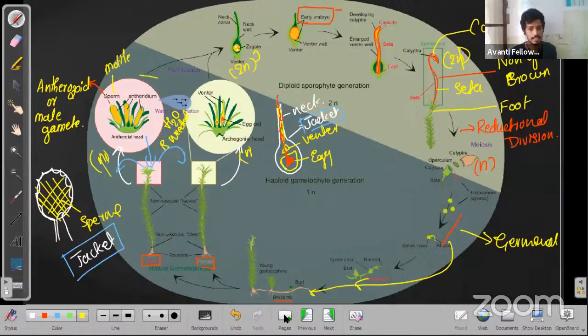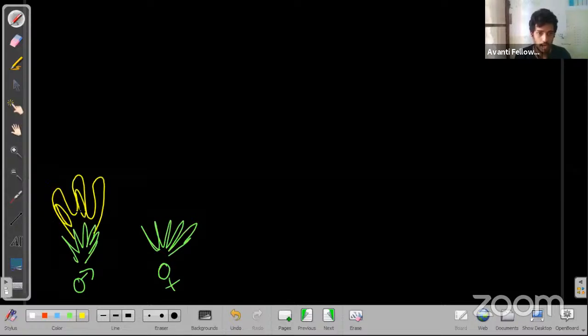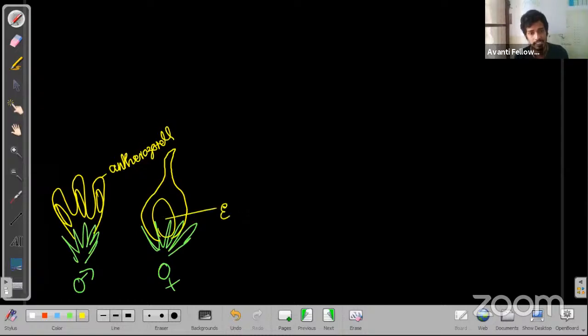Okay, I am explaining it here once again using diagrams. I am drawing the diagram for better understanding. First, the leafy stage. Think that gametophytes are present. Two gametophytes are present, one male gametophyte and another female gametophyte. The male gametophyte will produce the antherozoids, or sperms, and the female will produce the archegonia with egg, right?